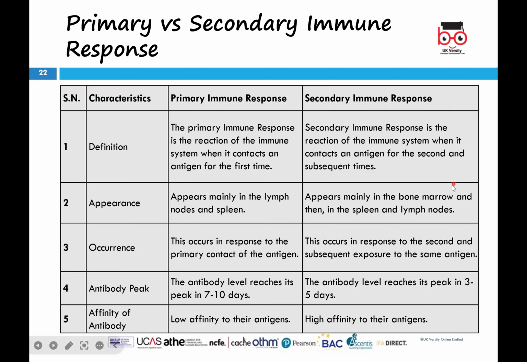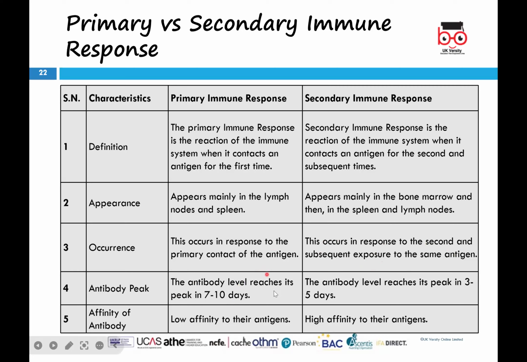And the secondary response is the responsibility of the bone marrow, and then the spleen and the lymph nodes. The memory cells live in the bone marrow, and the spleen and lymph nodes are also involved. The primary immune response, the first immune response, occurs in response to primary contact of the antigen, whereas the secondary response is because of subsequent exposure to the same antigen. So remember, it's not another antigen that will attack and then be recognized. No, it's the same antigen.